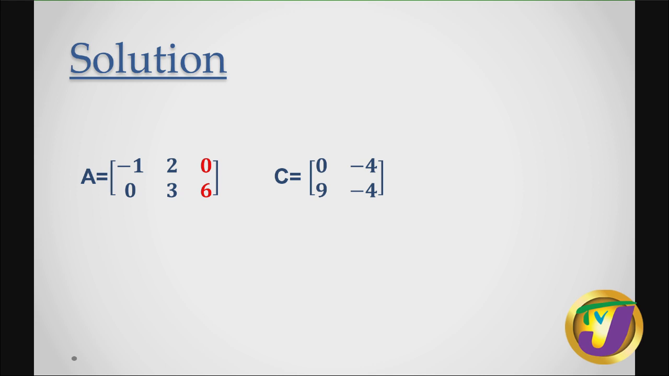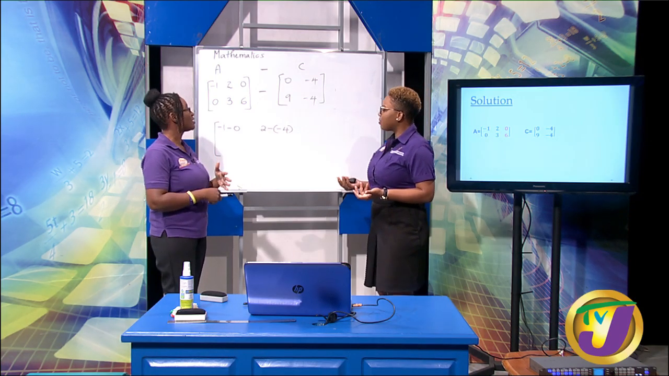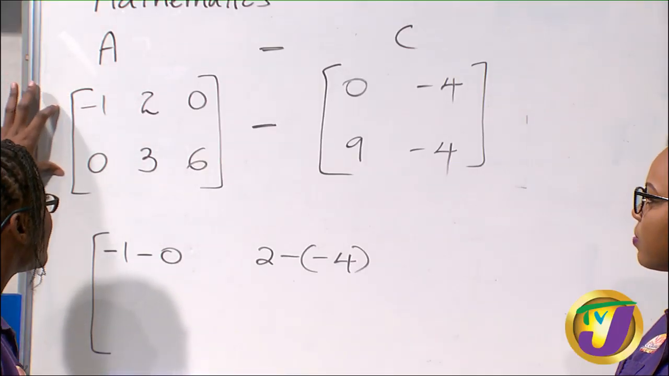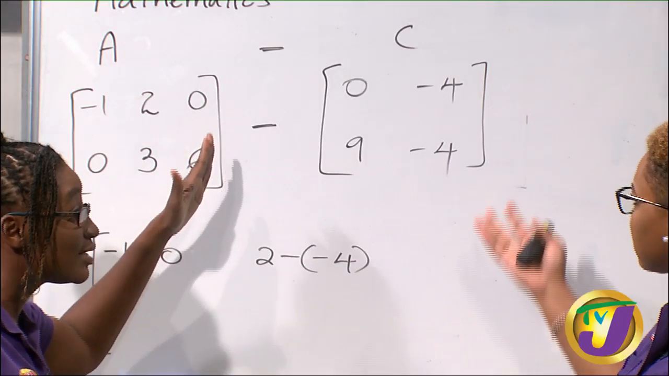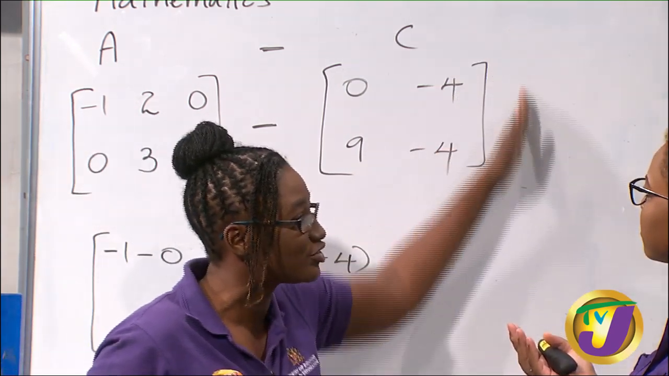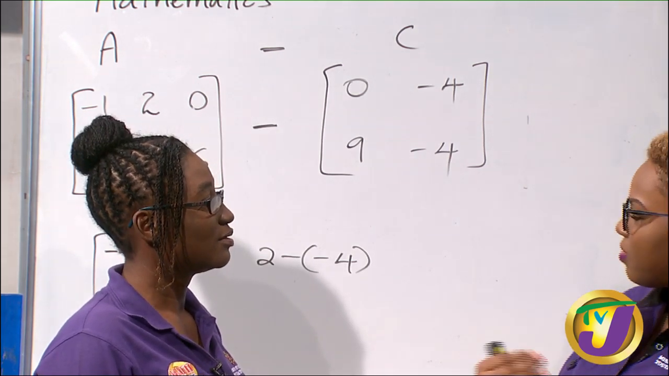Well, I know that those matrices cannot be subtracted. Why can't they? Well, this one has 2 rows, 3 columns. These have 2 rows too. Yeah, but they only have 2 columns. Where am I going to find that extra column that I need to work with this one?